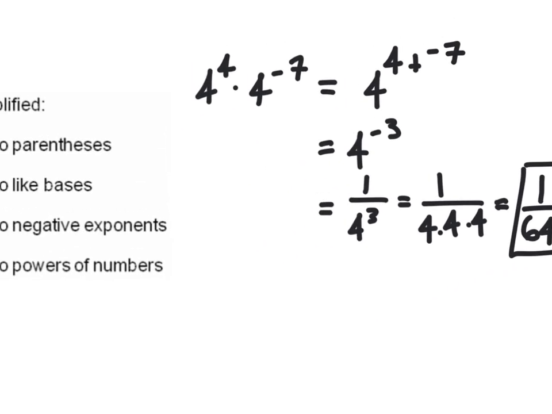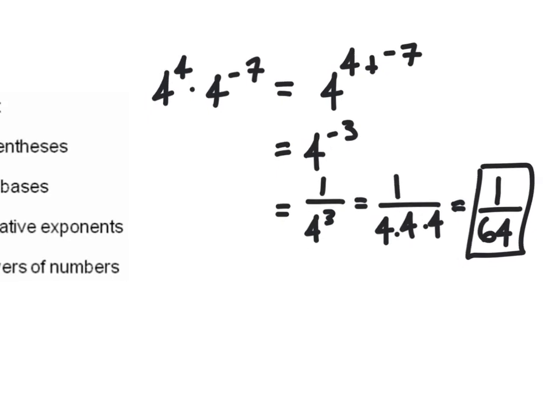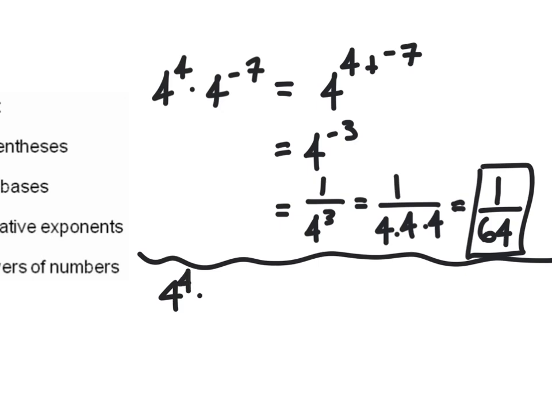Now, there's another way to do this, and I'm going to show you that real quick. I'm going to rewrite this out and say 4 to the 4th times 4 to the negative 7 power, and I'm going to rewrite that as 4 to the 4th over 1 times 1 over 4 to the 7th power. All I did was change my negative exponent to one with a positive exponent.